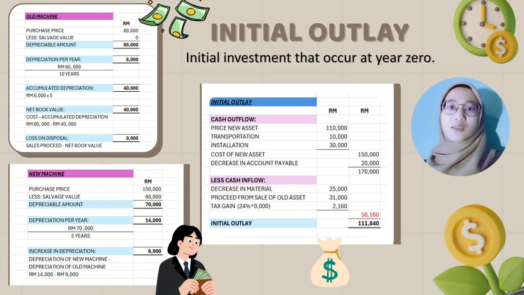And then we can look at the initial outlay. Initial outlay is the initial investment that happens at year 0. So we will add cash outflow but minus cash inflow, and the initial outlay that we get is 111,840.